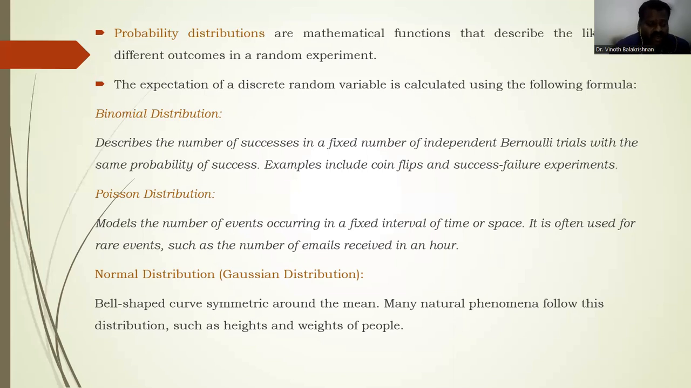The next important distribution is the normal distribution or Gaussian distribution. It is a continuous distribution. This is a very, very important distribution. It has some characteristics: a bell-shaped curve symmetric around the mean, and many natural phenomena follow this distribution, such as heights and weights of people.